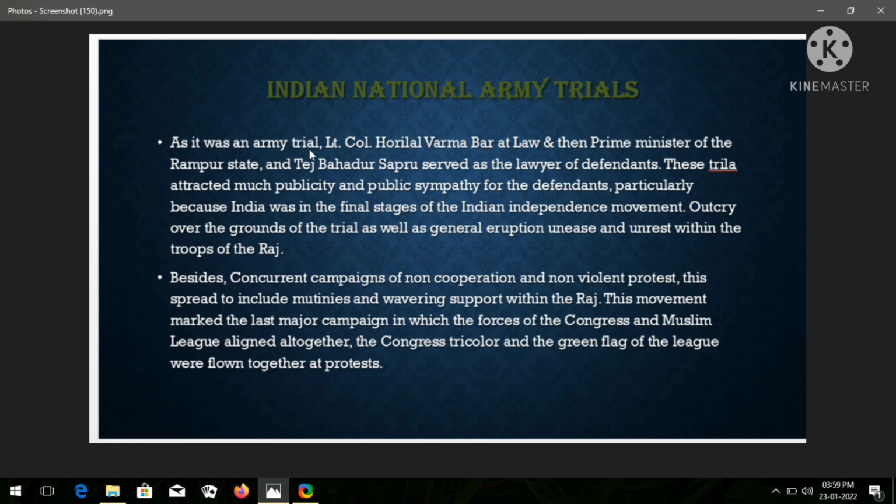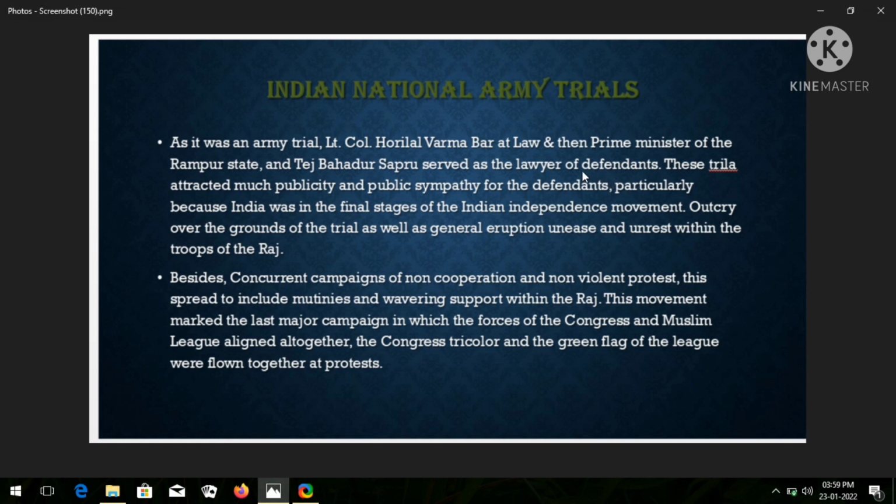As it was in the army trial, friends, the defendants were defended by Colonel Horilal Verma, Bar-at-Law, the then Prime Minister of the Rampur state, and Tej Bahadur Sapru. These were eminent lawyers and advocates at that point of time, and they defended the defendants, right? These trials attracted much publicity and public sympathy.